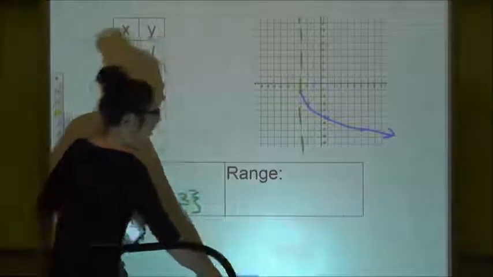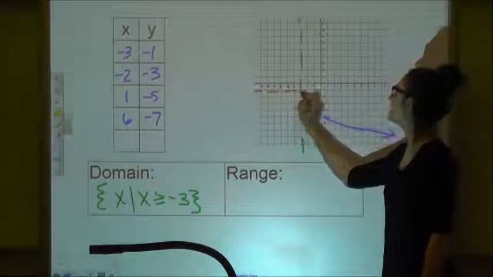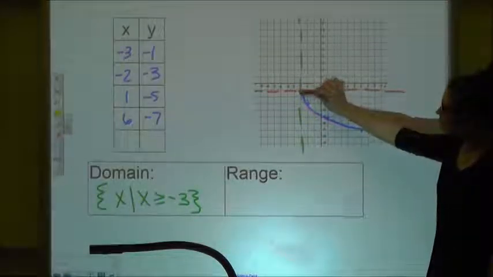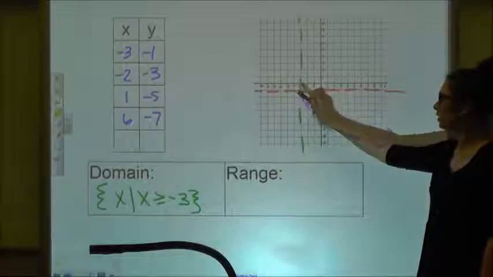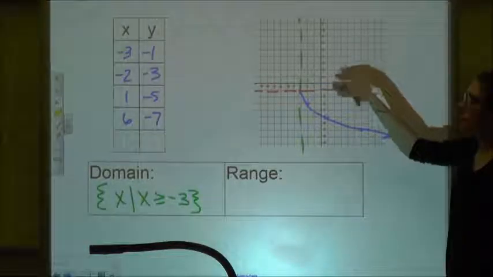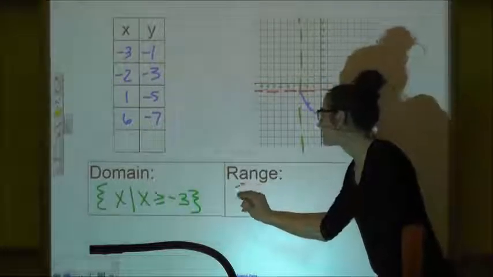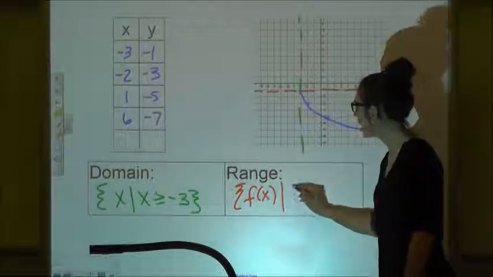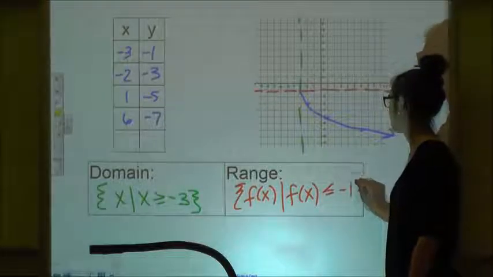Range refers to your y. So you look at the up and the down. This is the last point on your graph. For this one, all of your y values have to be less than or equal to -1. So, Kybel, remember that's what you were saying? You asked if it was always going to be greater than or equal to? No, there's a negative for our equation. So now, this one is open brace, your f of x, then line, f of x has to be less than or equal to -1 for this one.